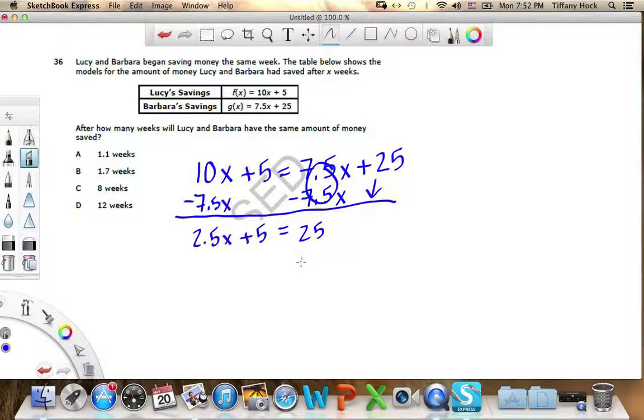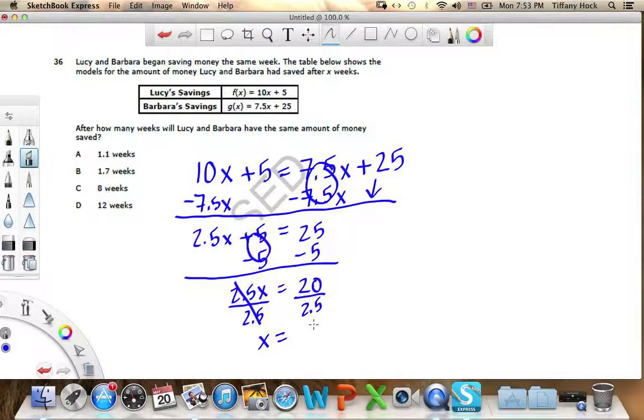It just comes down. Now, to get x by itself, remember we always have to do our adding and subtracting first. When we're solving equations, it's kind of the opposite of order of operations. So we take away 5 from both sides. We're left with 2.5x as these cancel out. And 25 minus 5 is 20. So all we do is our last step, like it normally is, dividing. We don't do the dividing first, we do it last. And by dividing both sides by 2.5, we get x equals, and if you do 20 divided by 2.5, you get 8. Okay? So that means it should have taken 8 weeks, so our answer is C.